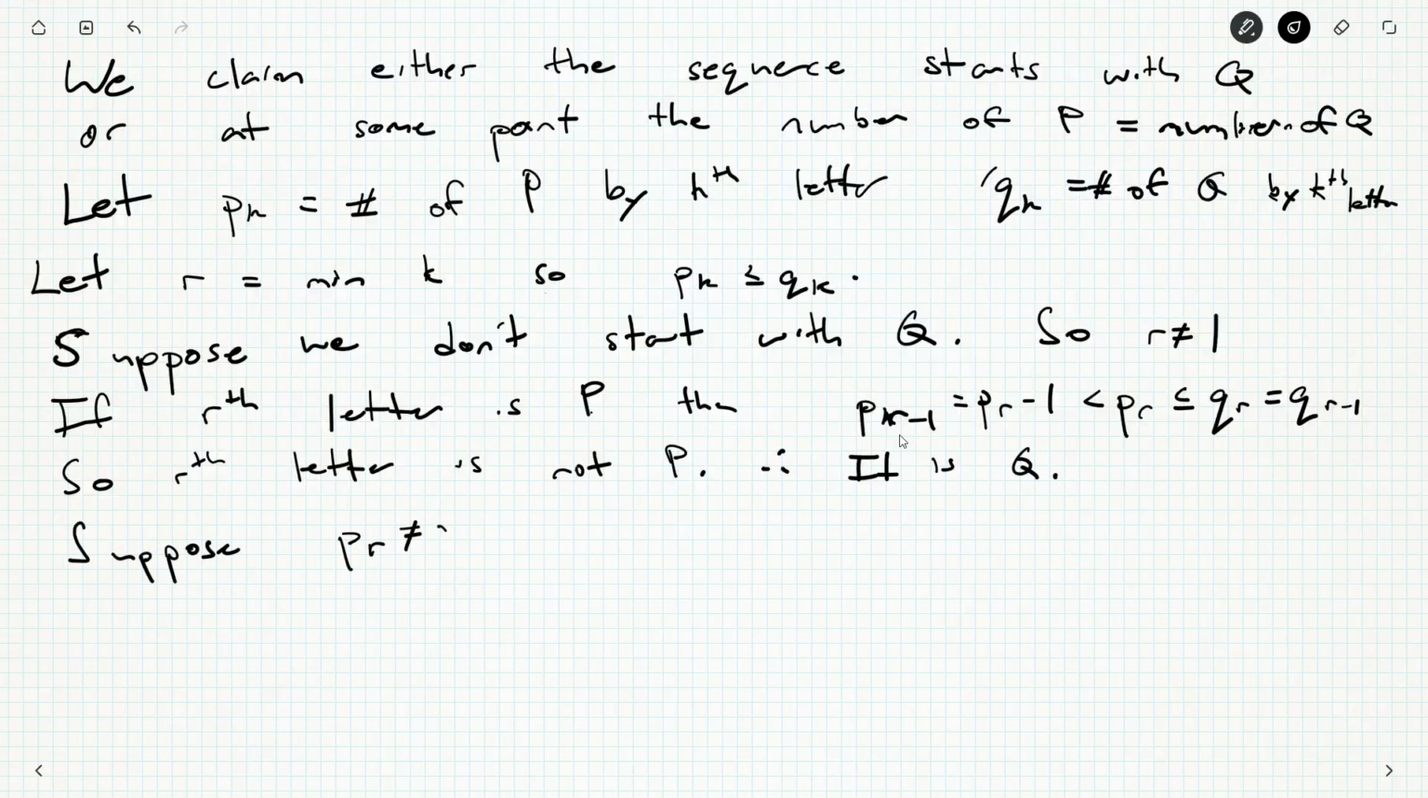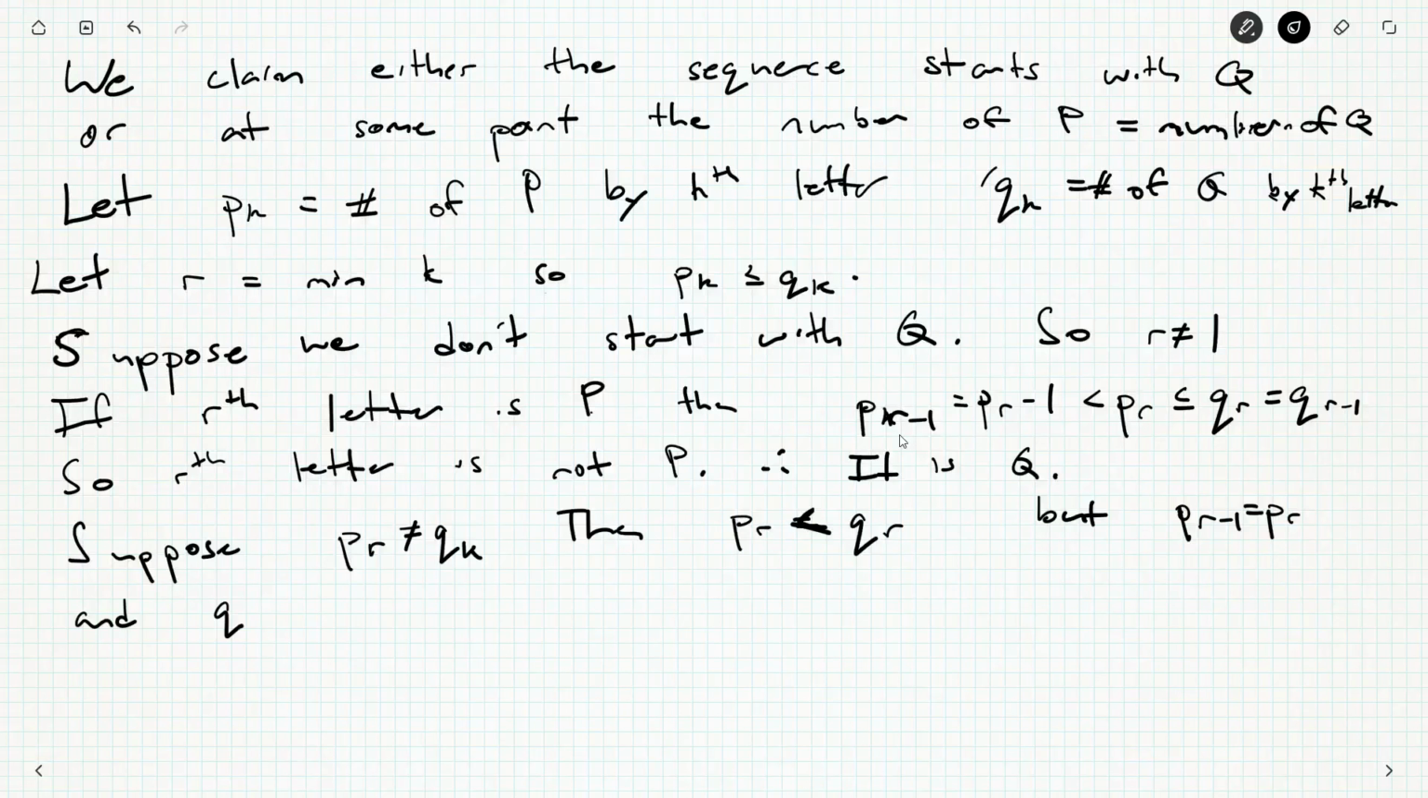Okay. Suppose PR is not equal to QR. Then PR is less than QR, but PR minus 1 is equal to PR, because when we go back a letter, we don't lose any P's. QR minus 1 is equal to QR minus 1. So PR minus 1 is equal to PR, which is less than or equal to QR minus 1, which is equal to QR minus 1.